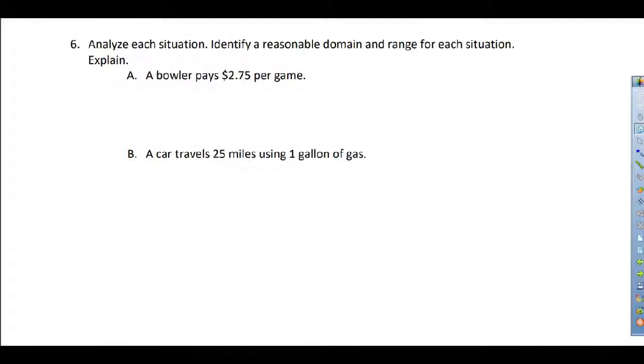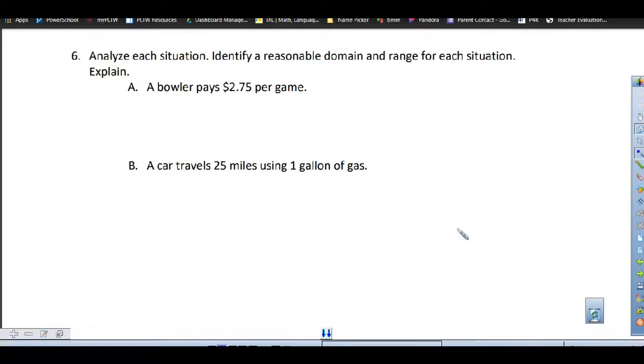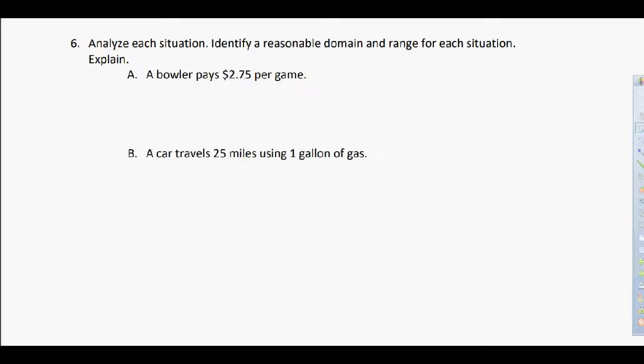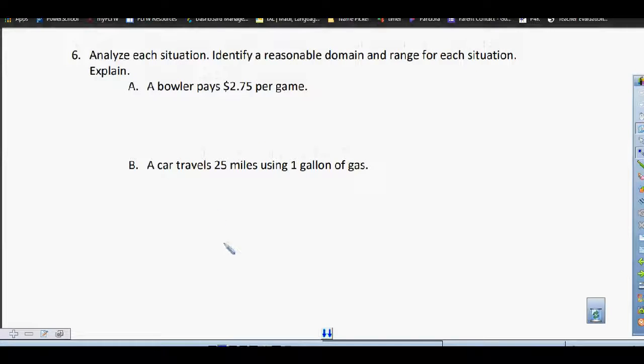Okay, looking at number 6. Again, reasonable domain and range. Okay, so in this one we're asked to analyze the situation, identify again reasonable domain and range. So let's look. So in this first case, a bowler pays $2.75 per game. Okay, so what are we talking about for a domain here? So again, these are your X values. This will be graphed along the horizontal axis, and I can play 0 games, 1 game, 2 games, 3 games, etc. Again, there's probably some sense of reasonableness there.